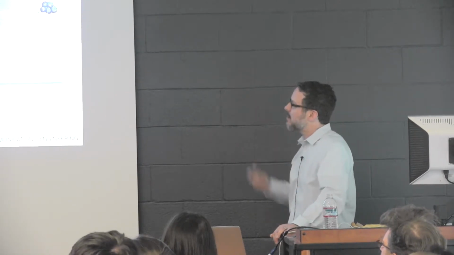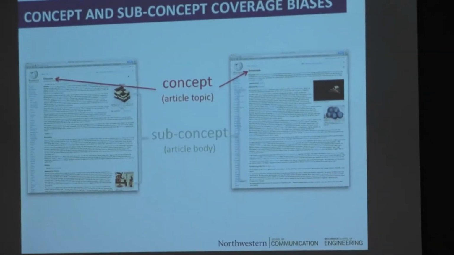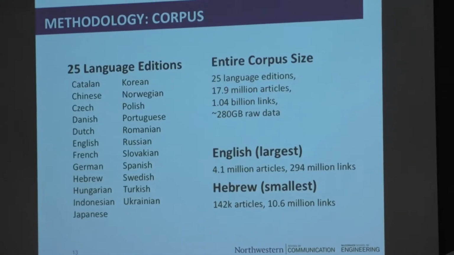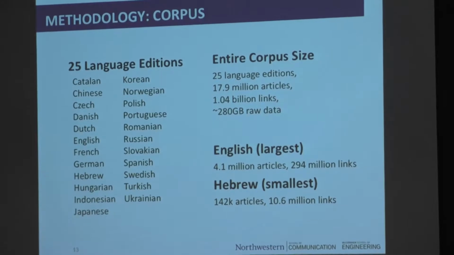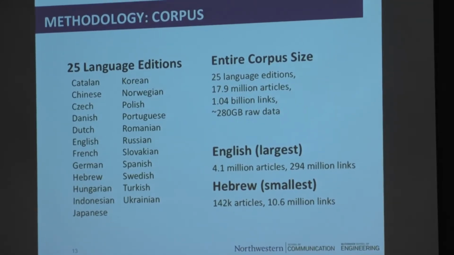And I'll start with some studies that we did to try to investigate and understand the degree of conceptual diversity that exists across language editions. So our corpus started with 25 language editions, the largest 25 at the time. We had about 18 million articles that we were looking at, a little over 1 billion links, and this was about 280 gigabytes of raw data.